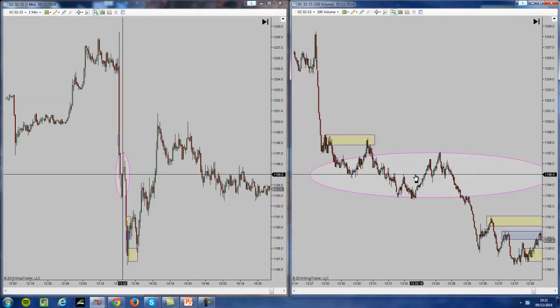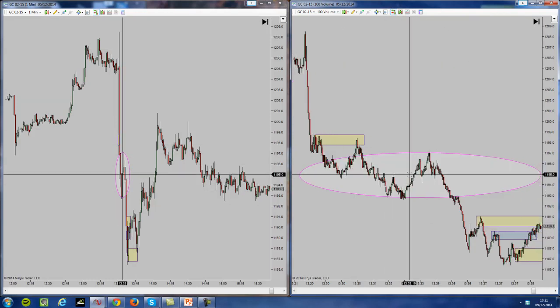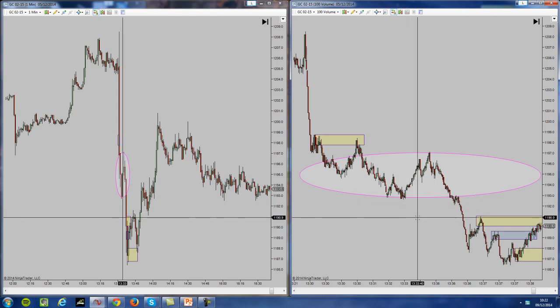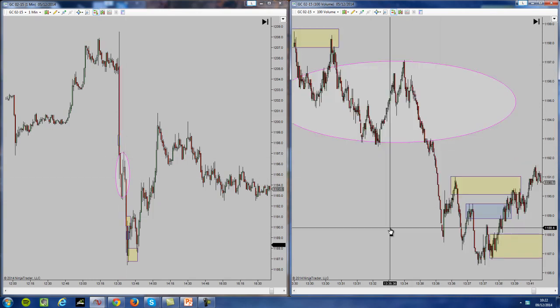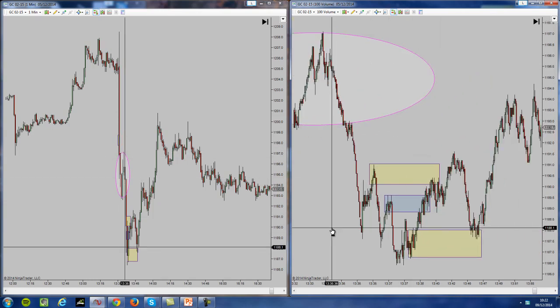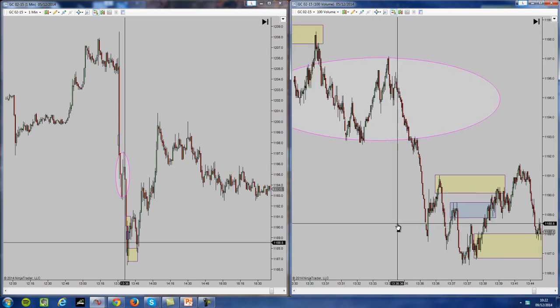okay, so this was the same thing on the volume chart. It's quite similar, but I actually prefer tick charts. But with the volume chart you'll only get moves as there's volume being traded in the market. So there we go, that's a volume chart.